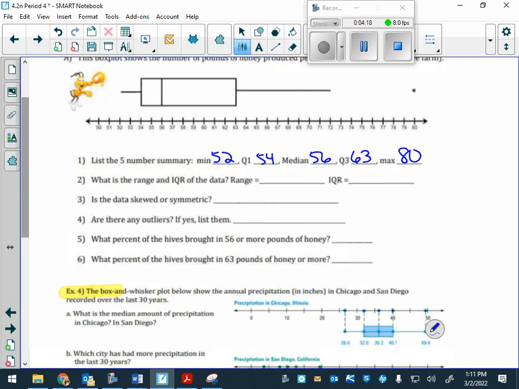What is the range and the IQR? So what is the range of this data? Esteban. 28 and the IQR is 9. So remember, the range is your max minus your min, and the IQR is quartile 3 minus quartile 1. Okay? Is this data skewed or symmetric?